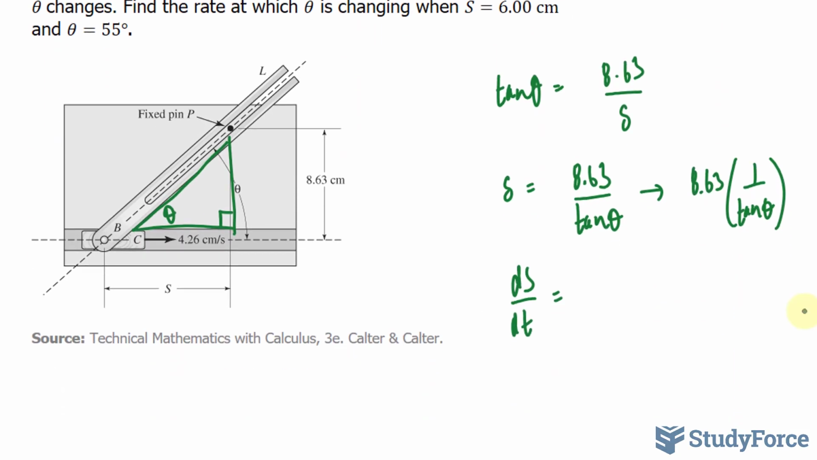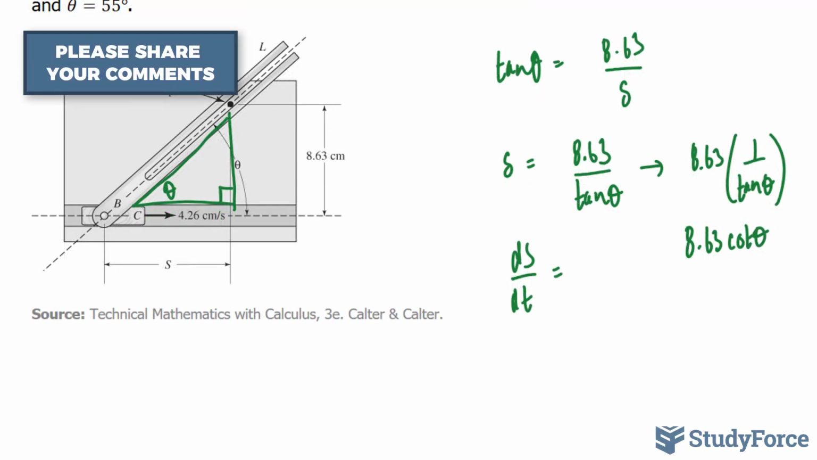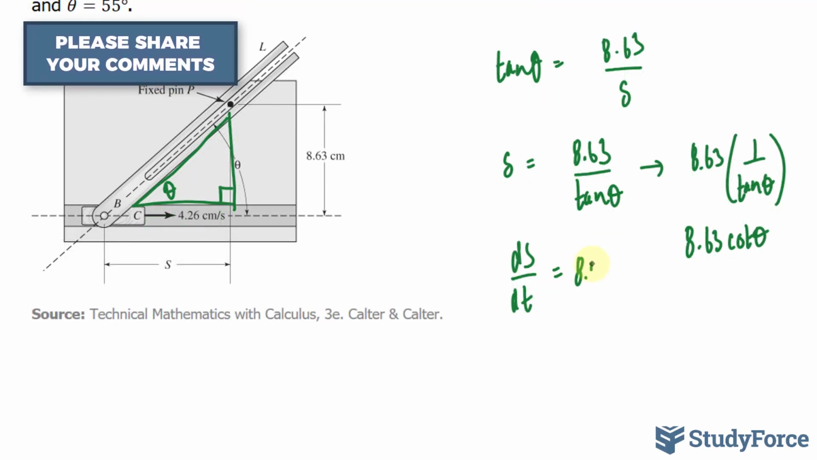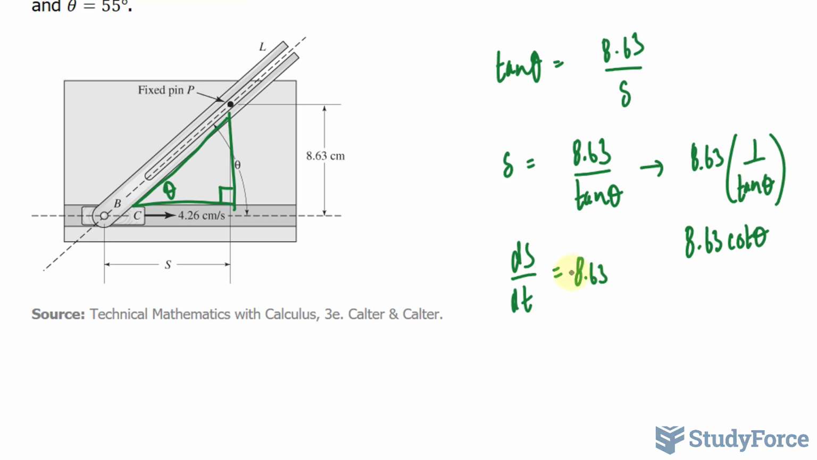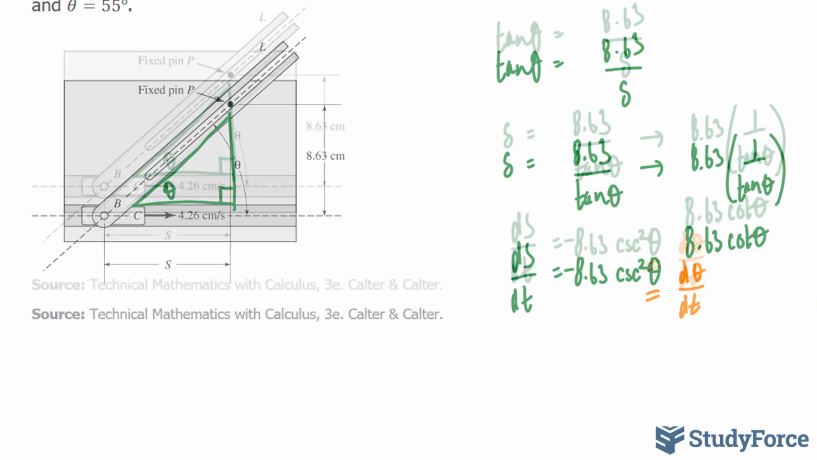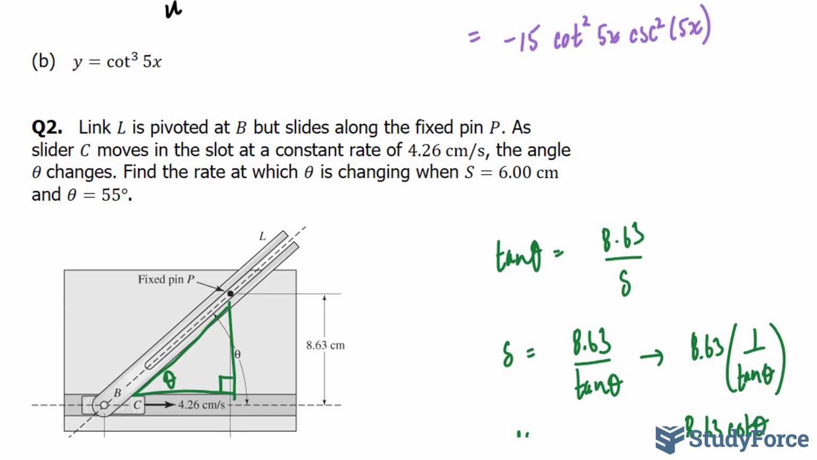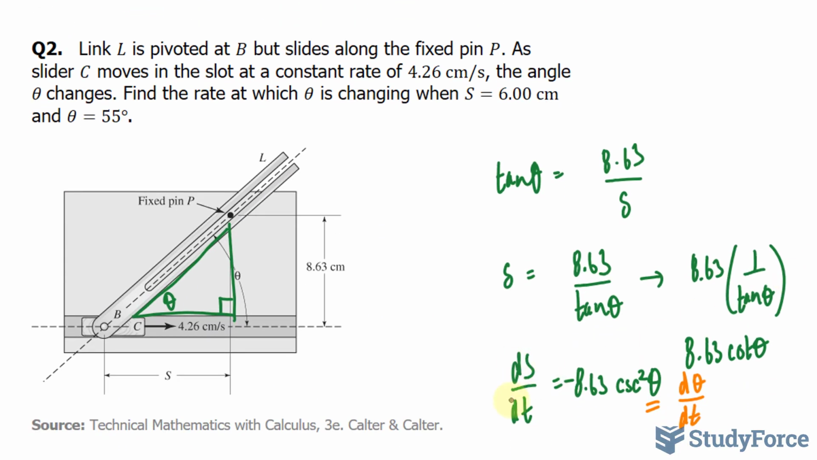So let's go ahead and do that. Let's switch this to 8.63 times 1 over tangent theta, which is 8.63 times cotangent theta. And the derivative of cotangent is negative cosecant squared theta. So let's write down 8.63 times negative cosecant squared theta. And now we have to take the derivative of this with respect to time. And that is equal to d theta over dt.